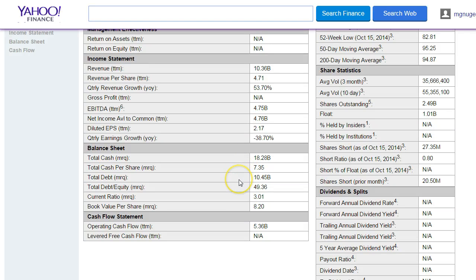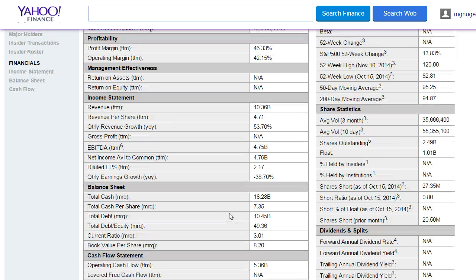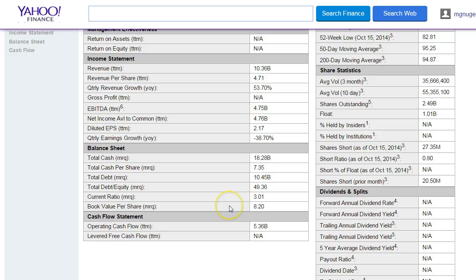$18 billion in cash, $10 billion in debt. So financially, we would say that they're pretty solid due to their cash holdings and their debt position. Debt to equity is 49%. Book value per share is $8. So to give you a position, the company's trading at $114 and the book value is only $8 per share, which isn't considerably unusual for an internet-level stock. And cash flow is at an impressive $5 billion.